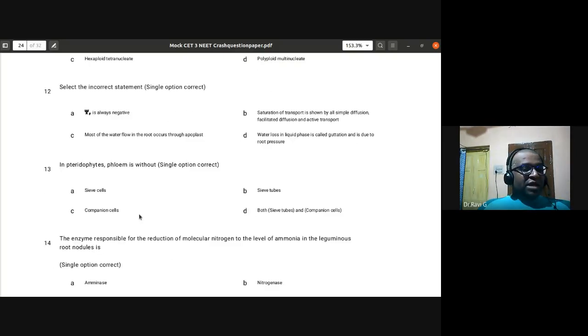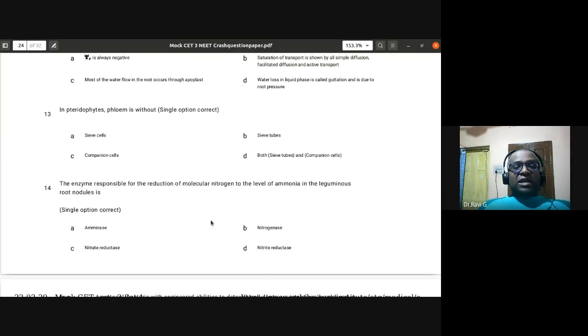In pteridophytes, what you notice is that phloem is without sieve tubes and companion cells. Sieve tubes and companion cells are found only in angiosperms.